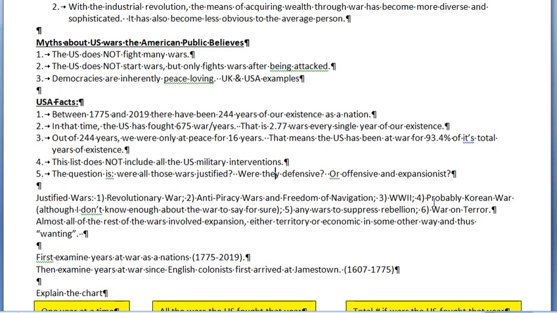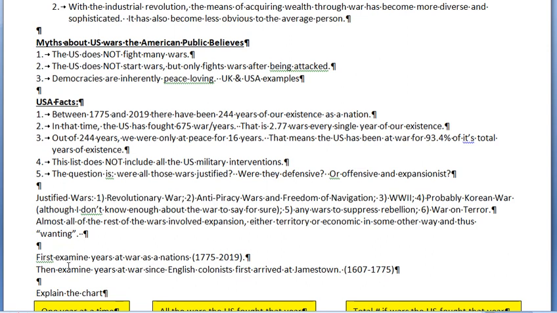Probably North Korea, probably Korean War, but you know what? I don't know enough about the Korean War to say for sure. Right? Any wars to suppress rebellion, war on terror, at least in part. I mean, invasion of Iraq was. We'll talk about that in the first lesson, but I mean, they attacked us, right? All right. Almost all the rest of the wars involved expansion, either territory, economic in some other way, right, and thus wanting. So first thing I'll do is I'll examine the wars during the years 1775 to 2019.